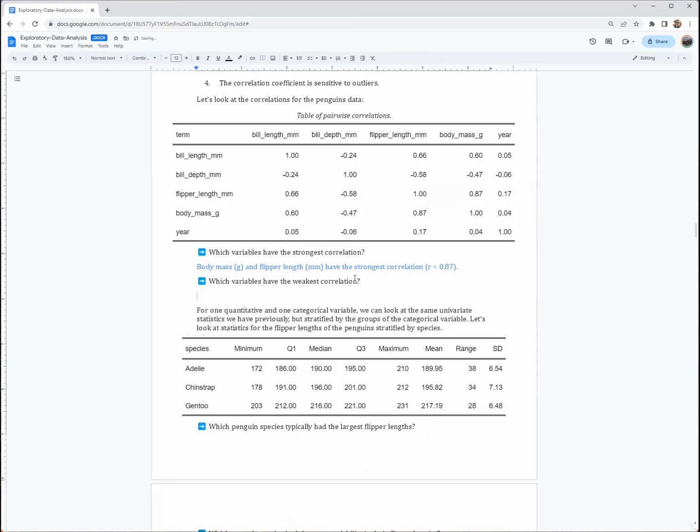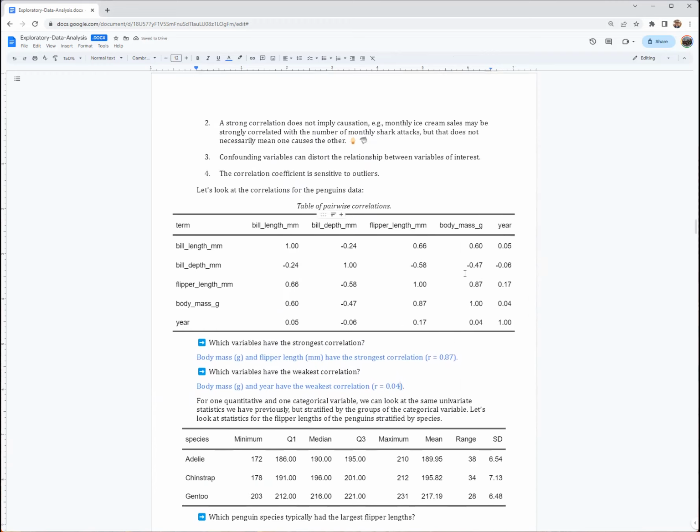Which variables have the weakest correlation? So on that note, this is close, but there's a 0.04 here. So that looks like that's our smallest. Yep. So body mass and year have the weakest correlation, and it's 0.04. Okay.